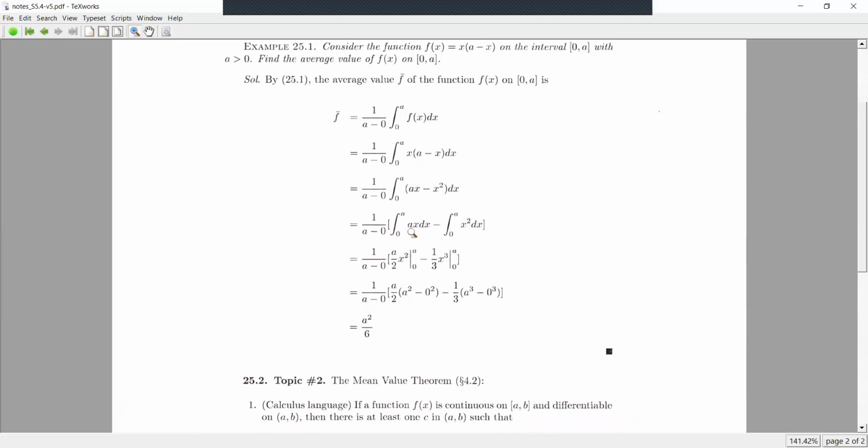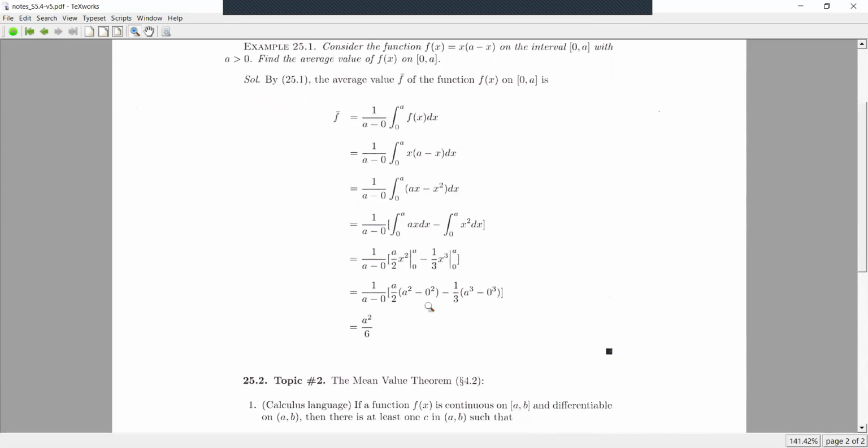A is a constant. A times x, anti-derivative is this function. X squared anti-derivative is this function. Okay, now plug in the upper limit A in x minus plug in the lower limit 0 in x. Then this symbol means this. Similarly, for this, plug in A in x minus plug in 0 in x, then we get this number.